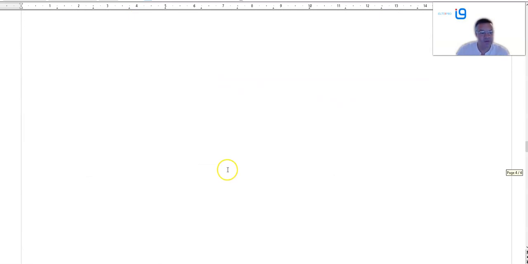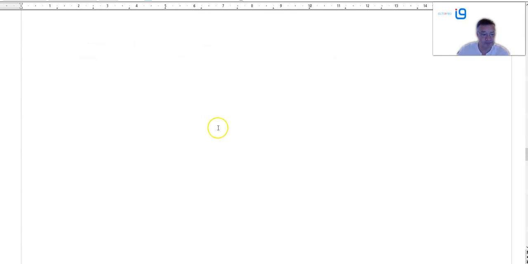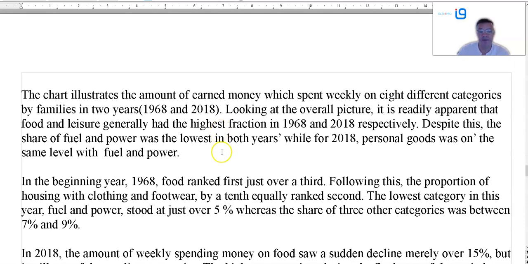And 152 words, that's pretty sparse. Most people do at least 180 or 190, even 200 words. The more detail you can include, the higher your task achievement score. So 152 is barely scraping it. And this final one, just have time for.